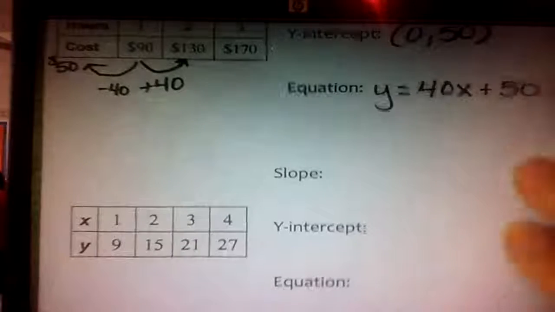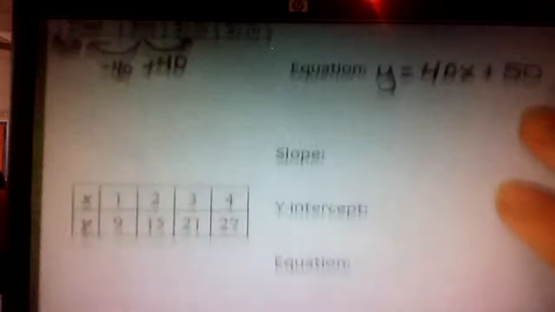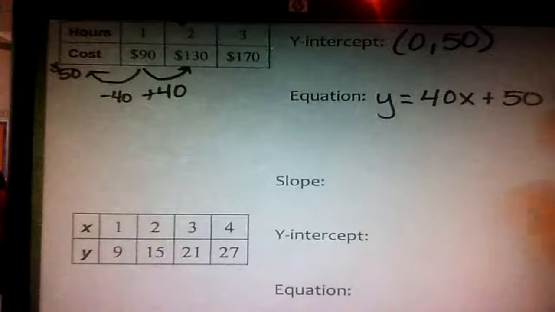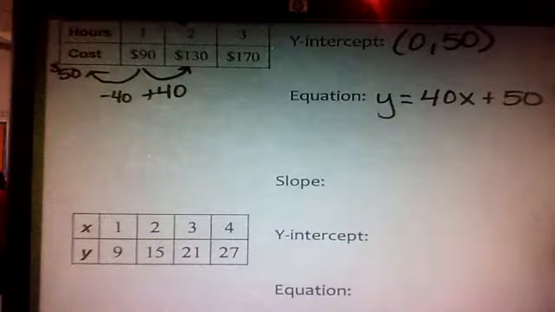Okay, try the next two on your own. Come on, you got this. Remember, slope, changing y over changing x. One. Okay, -0.1. -0.2.